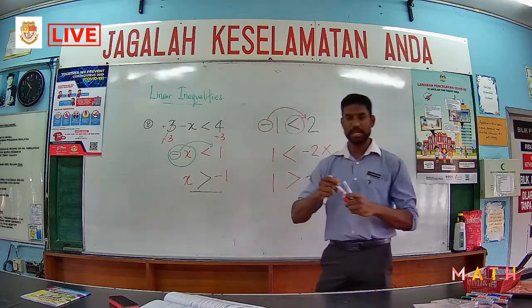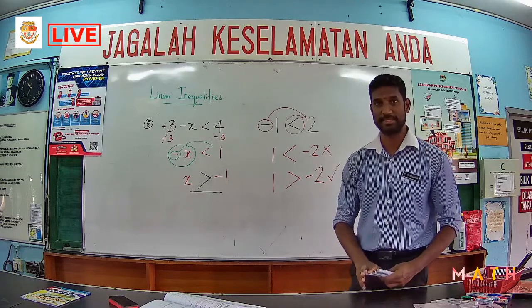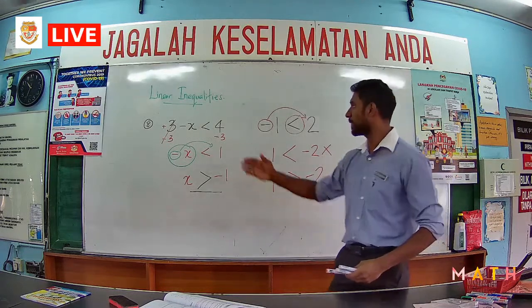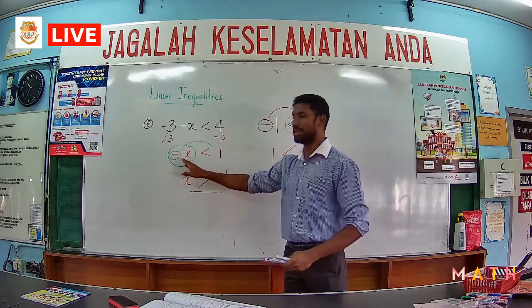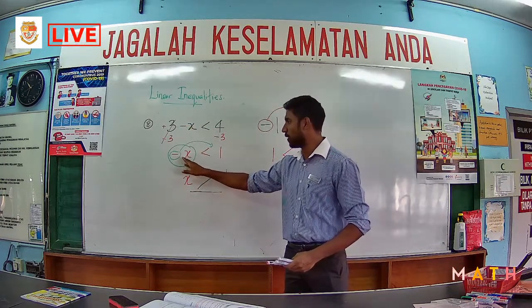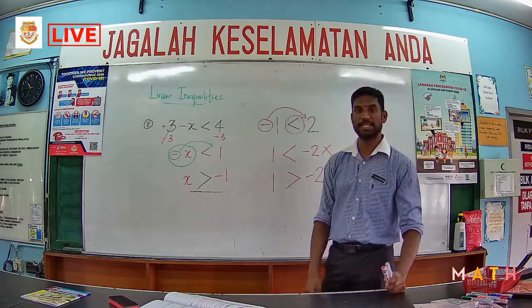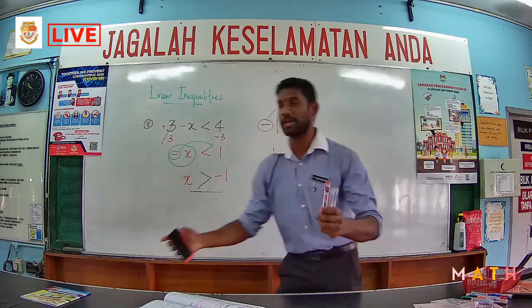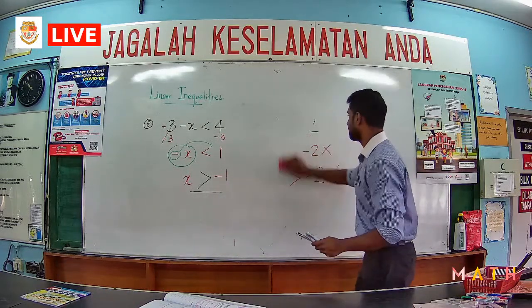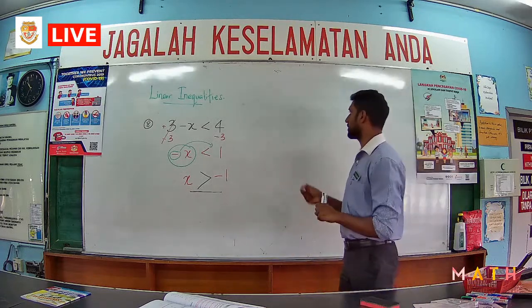So this is the only different part that you need to understand. Can you understand this part? When you have a negative unknown, we have to make it positive. So when we make it positive, the symbol will change to the opposite direction. Okay, don't worry. We will try with one more example now. Okay, let's try with this question now.